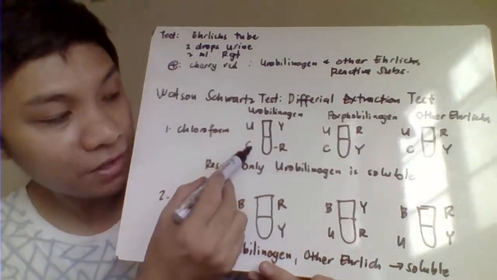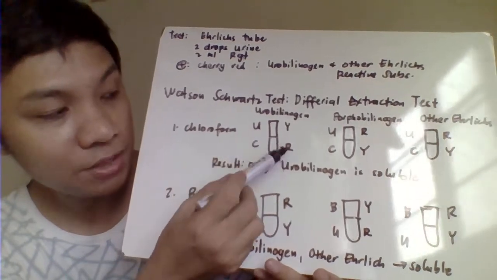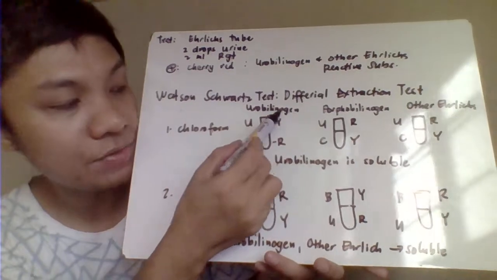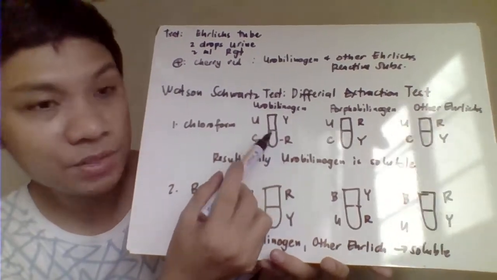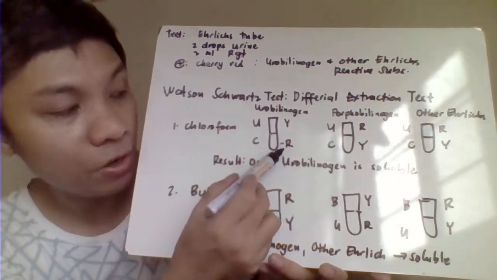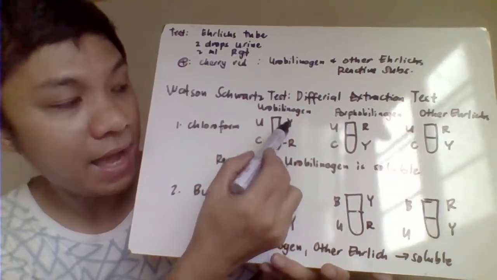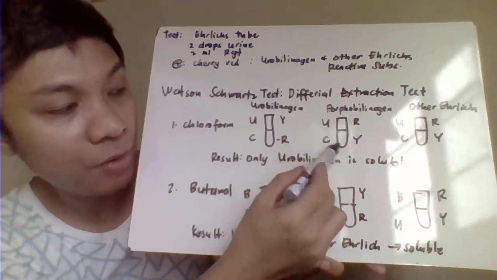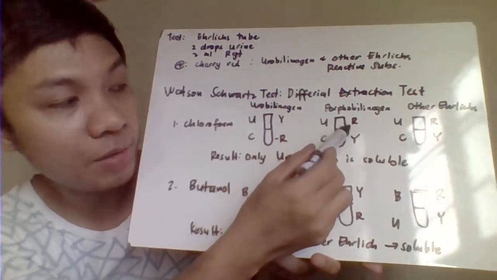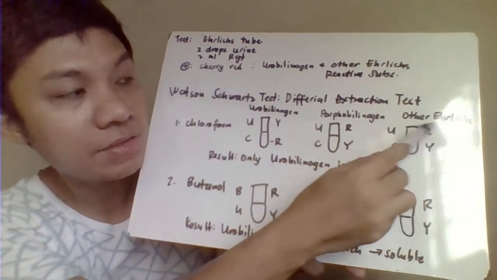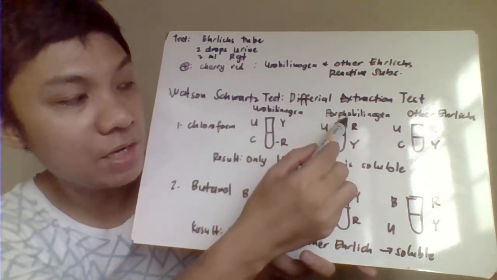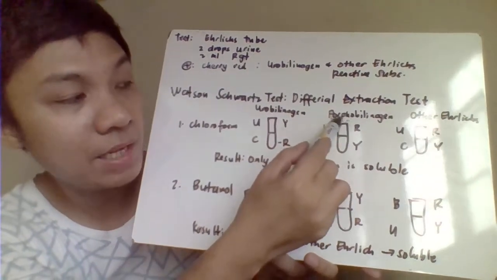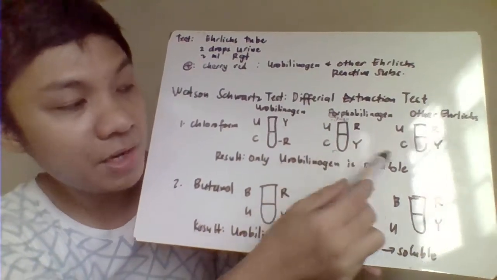The C stands for chloroform, U stands for urine. Our colors here are red and yellow. In the case of urobilinogen, the bottom layer, which is made up of chloroform, is red, and the urine on top is yellow. For porphobilinogen, the chloroform would be yellow, and the urine would be red. The other Ehrlich's reactive substances, except porphobilinogen, because it's also an Ehrlich's reactive substance, right, but it's separate here, have the same reaction.